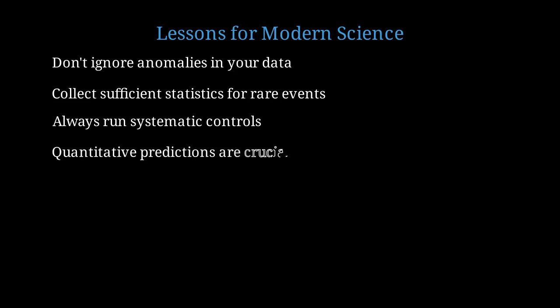Lesson 4. Derive quantitative predictions. Qualitative hand-waving is not enough. Your model must predict numbers that can be tested. Lesson 5. Systematically vary experimental parameters. A good model should make correct predictions under a wide range of conditions, not just one special case.